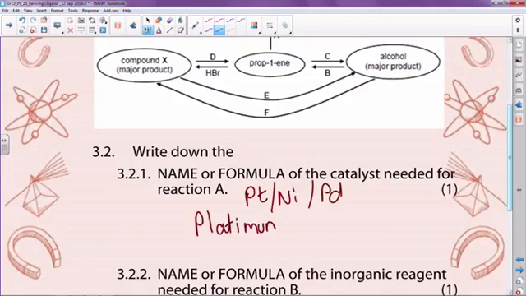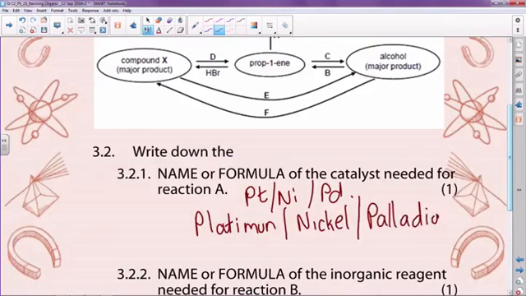I would never put palladium, I have to be honest, if I had a choice, just because I can't always remember how to spell it. Palladium. Okay, so that's easy.